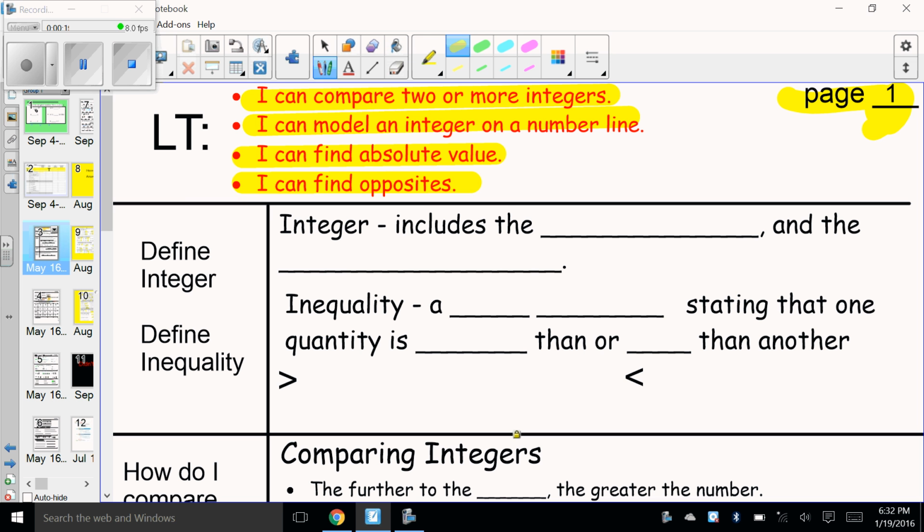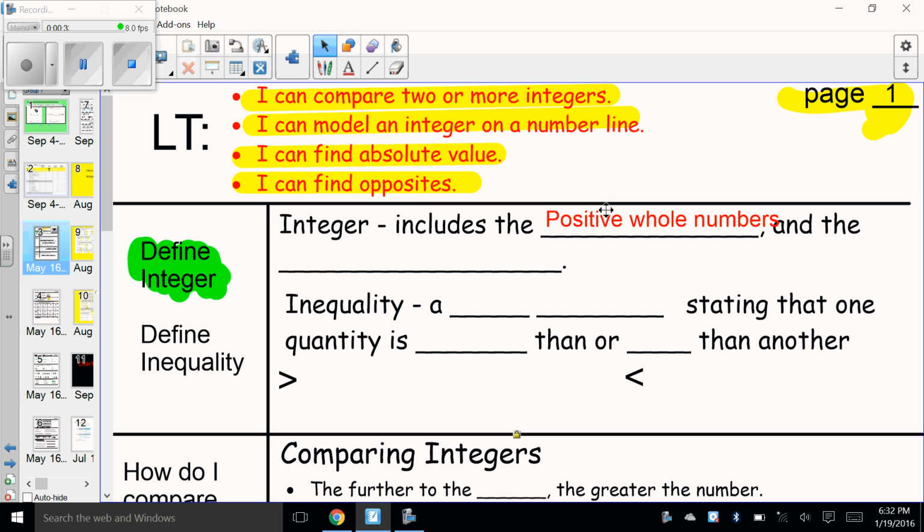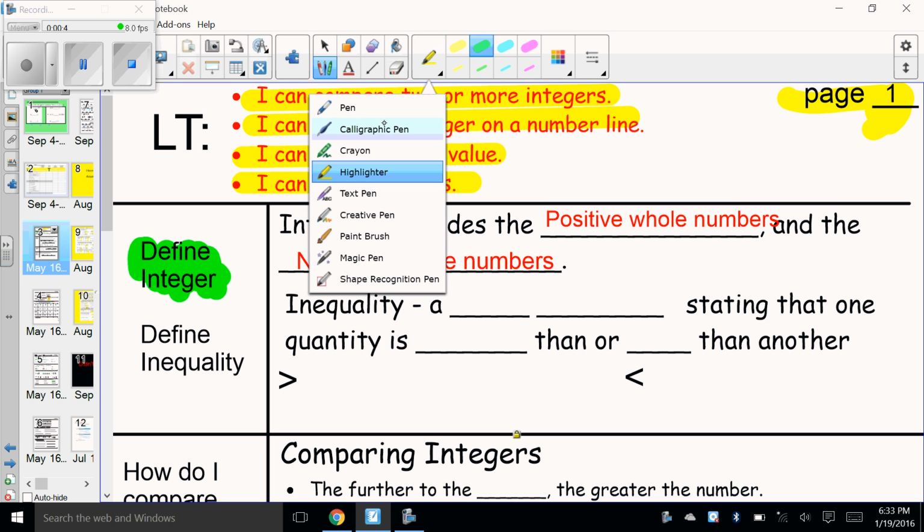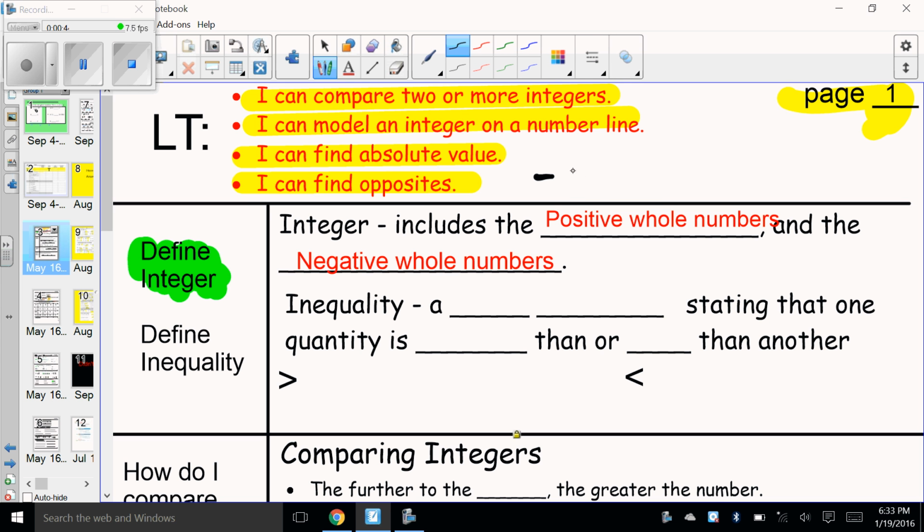So you should be on page 1 in your notebooks. All right, guys. So first of all, let's talk about defining the word integers. When you hear the word integer, an integer includes the positive whole numbers, and it also includes the negative whole numbers. So we're talking about values like -2, -1, but it also includes 0, +1, +2, into infinity in both directions. So those are some examples of integers. So positive, negative, whole values.